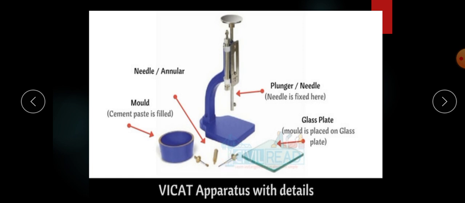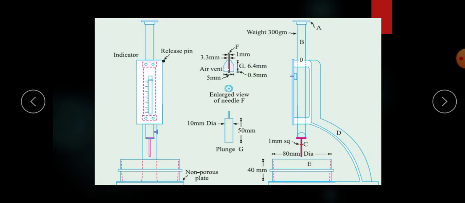So now which needle are we going to use for final setting time? This needle we are going to use for the final setting time of cement. I'll show this view properly in the next slide. This needle is used to find the final setting time of cement, whereas for the initial setting time of cement we have already used this other needle, right? So this is the needle or annular that we are going to use to find the final setting time of cement.